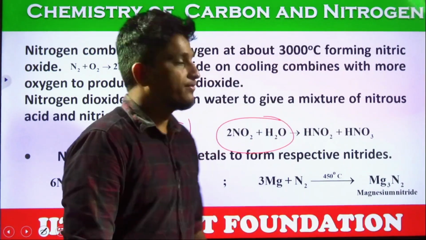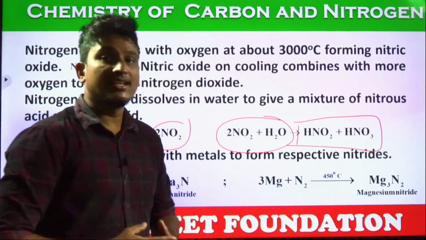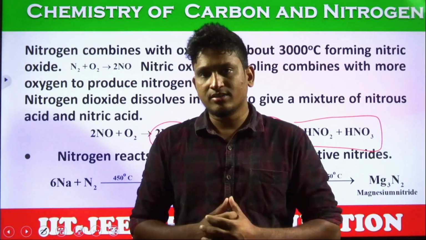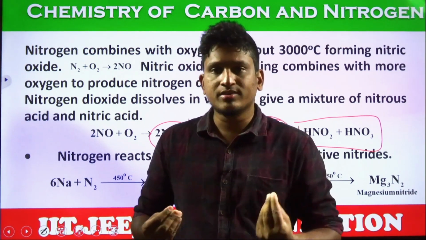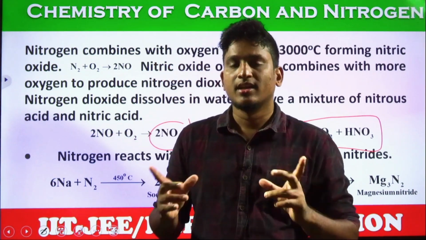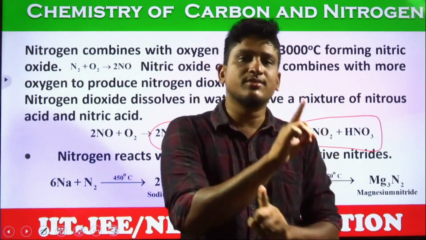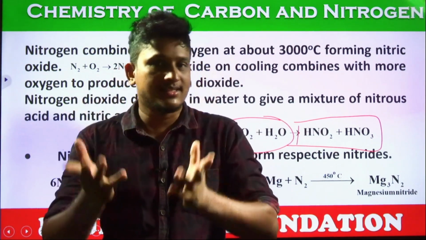And you can check, if they react with water, what is getting produced? Nitrous acid and nitric acid. This nitrogen gas reacts with oxygen to produce nitric oxide, and this nitric oxide in the presence of excess oxygen produces nitrogen dioxide. This nitrogen dioxide reacts with water and produces nitrous and nitric acids which fall as acid rain.